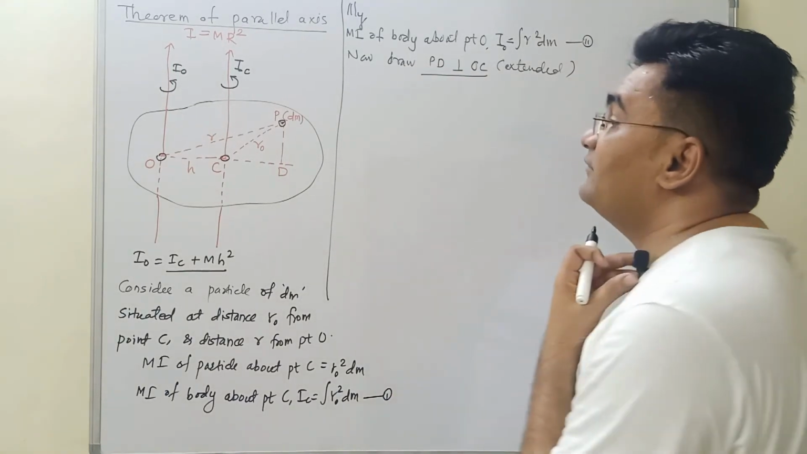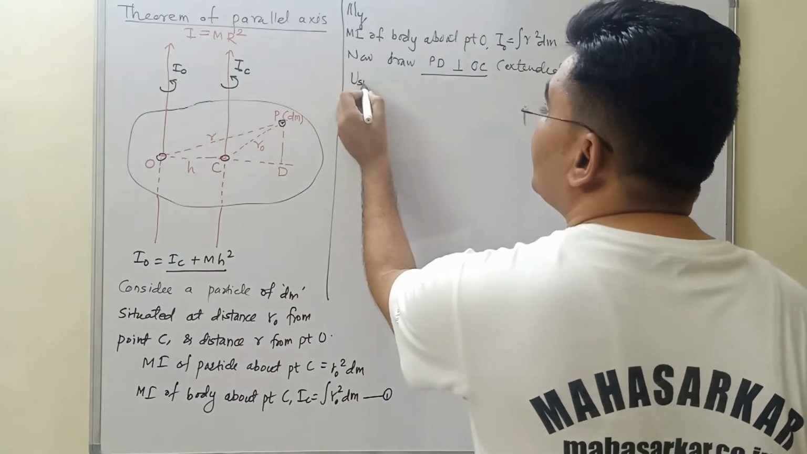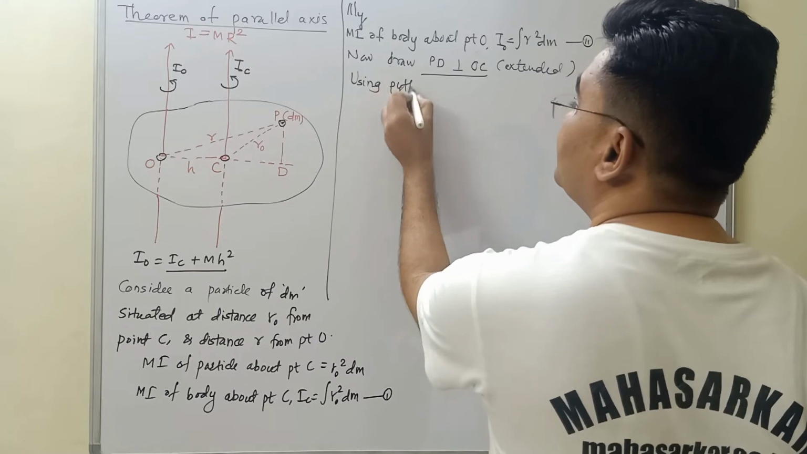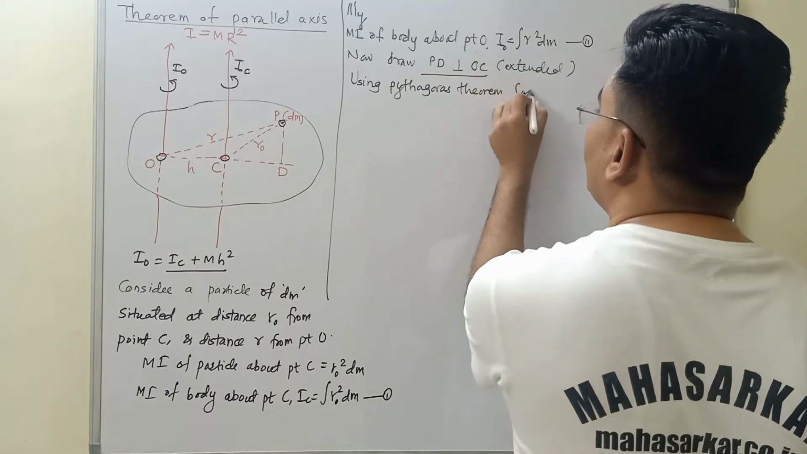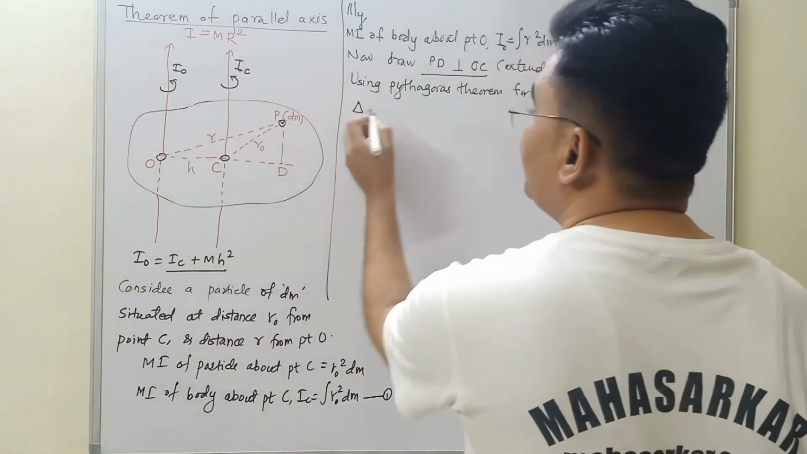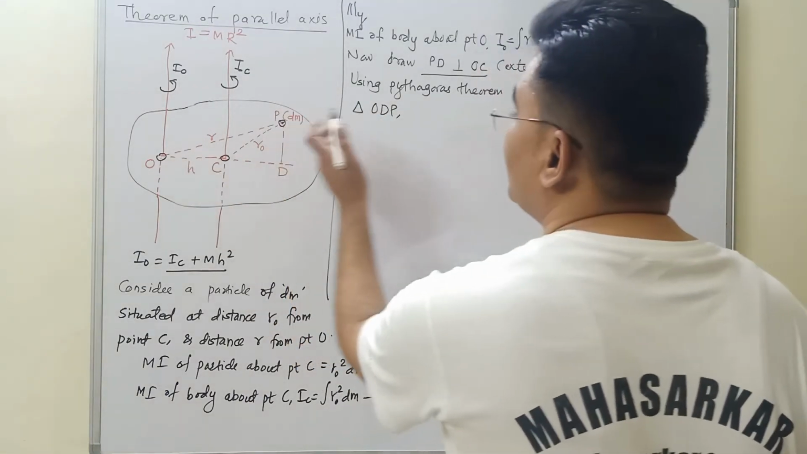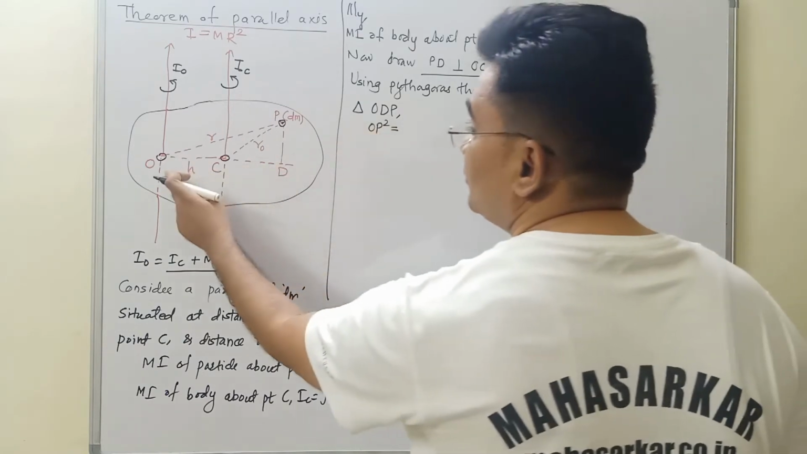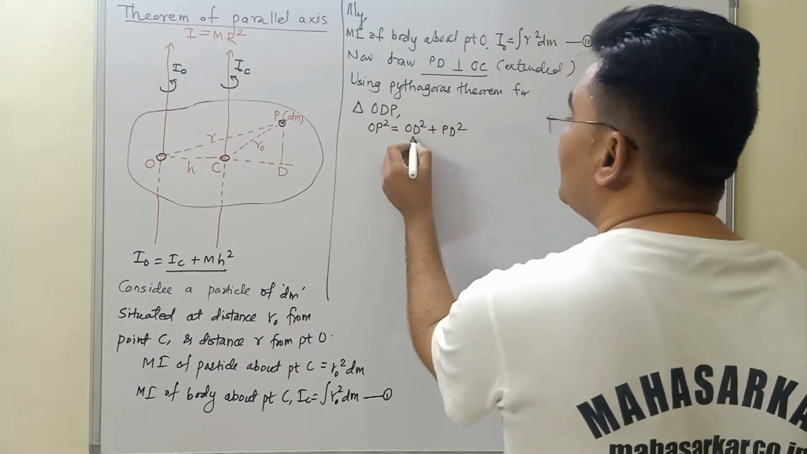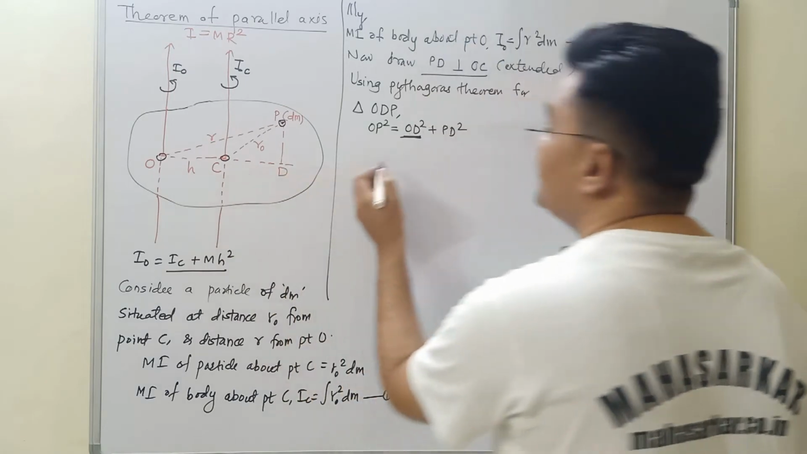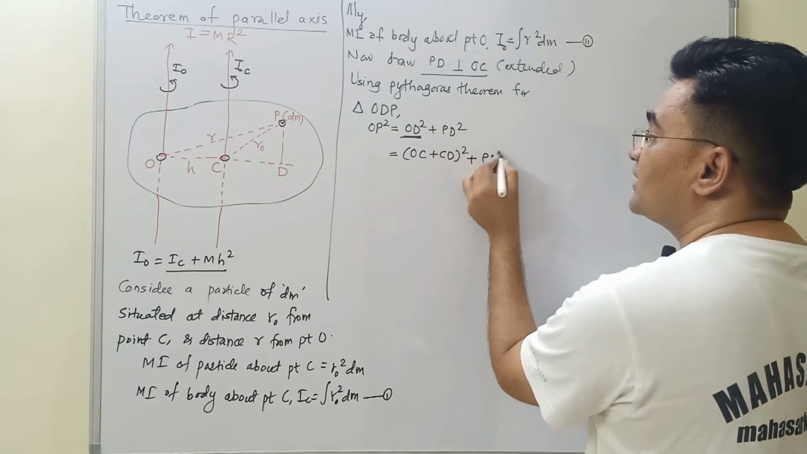Now using Pythagoras theorem for triangle ODP, we can write OP square equals OD square plus PD square. But what is OD? OD is OC plus CD. So I can say (OC plus CD) whole square plus PD square. Expand this.